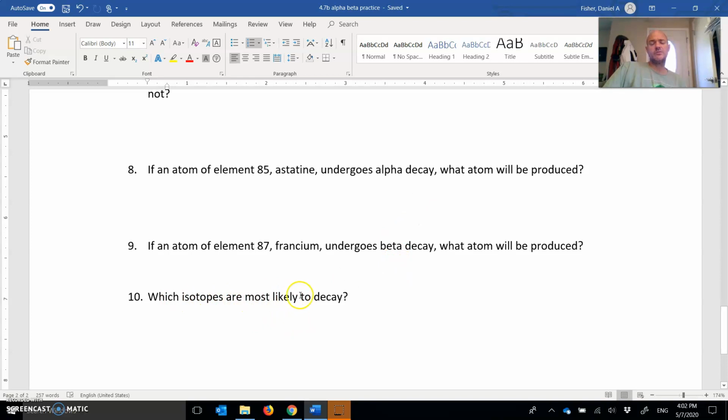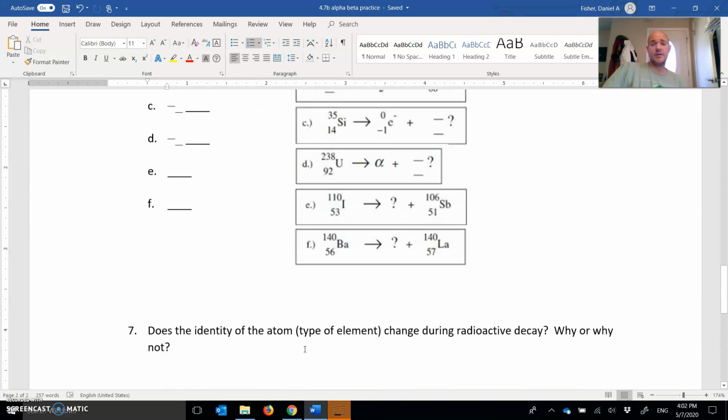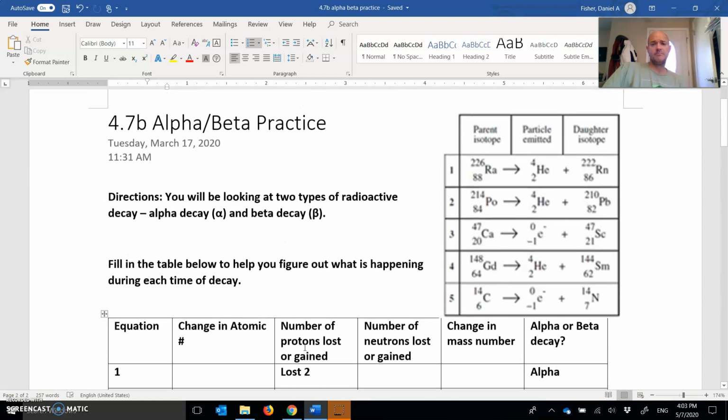And then, which isotopes are most likely to decay? This might seem like a trick question. I'm just asking a simple thing. An isotope is likely to decay if the element or atom of that isotope is what? What is a word you could use to describe it? That's about all I've got. Good luck with that.